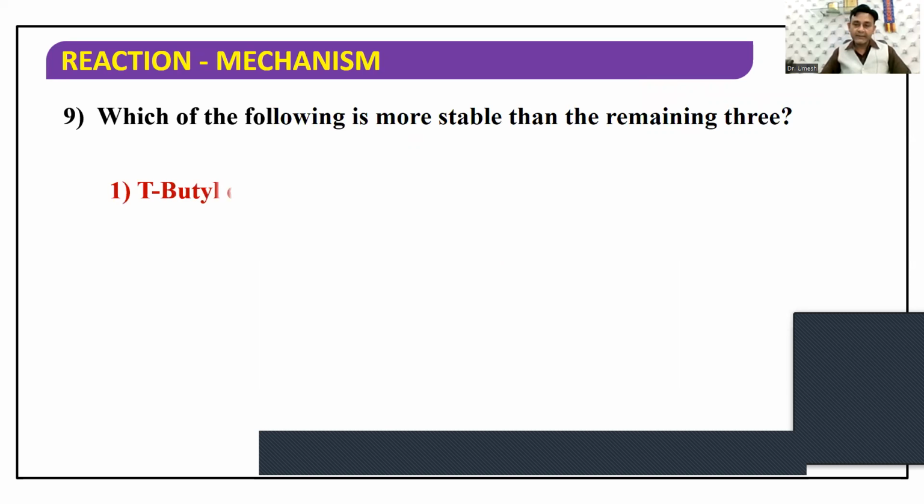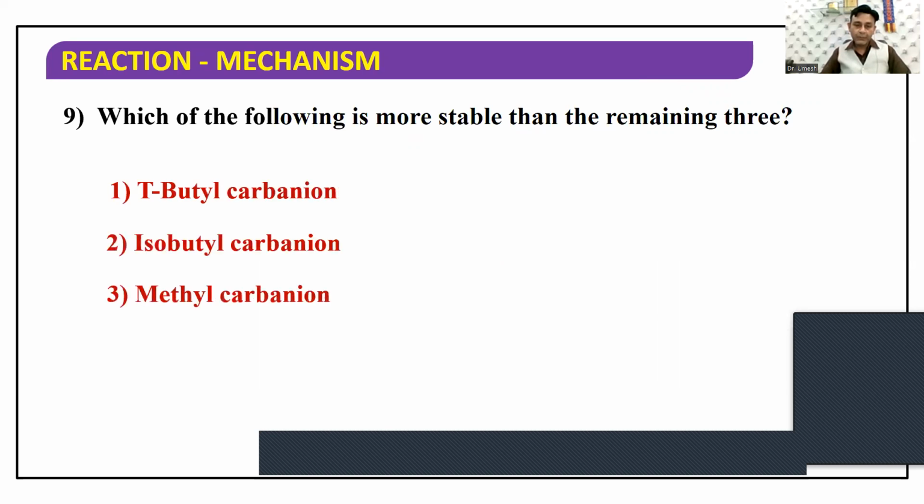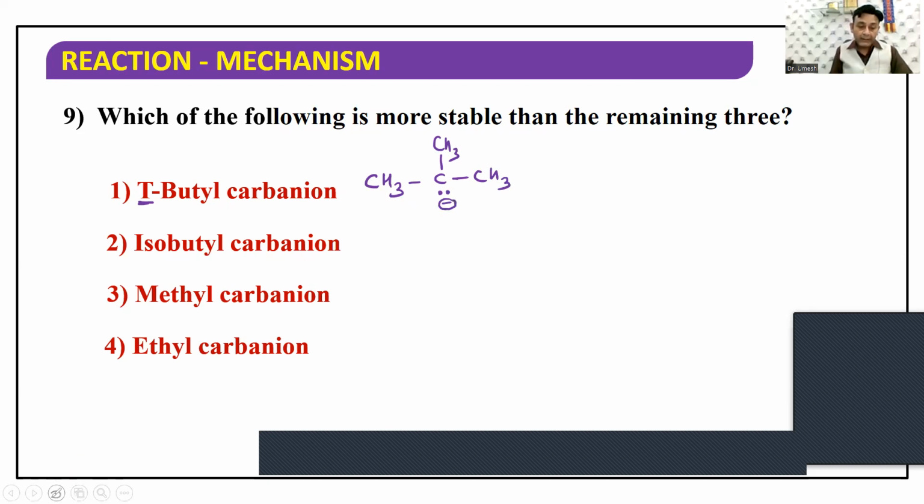Now, let us discuss another question here. Which of the following is more stable than the remaining three? It means we have to decide the most stable here. Tertiary butyl carbanion. Tertiary butyl means, as I told in my previous question, that the carbon which contains the negative charge is bonded with 3 other carbon atoms. We call it tertiary.